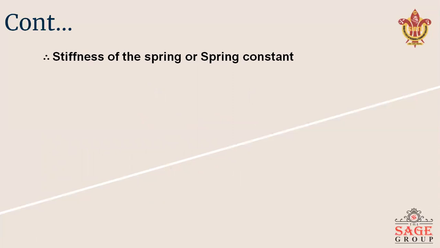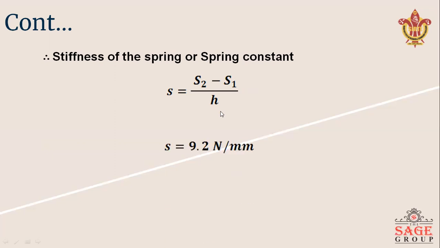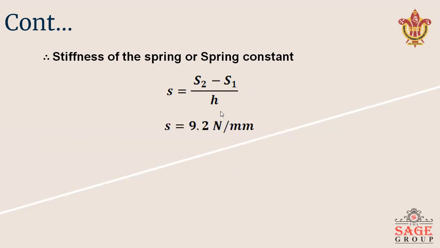Now we have to calculate the stiffness of the spring, or spring constant. Spring constant S is equal to S2 minus S1 upon h. We have already derived this formula during the derivation of the Hartnell governor, so you can directly use it. We have already calculated S1, S2 and h, so substituting all the values, we have the spring constant 9.2 Newton per mm.